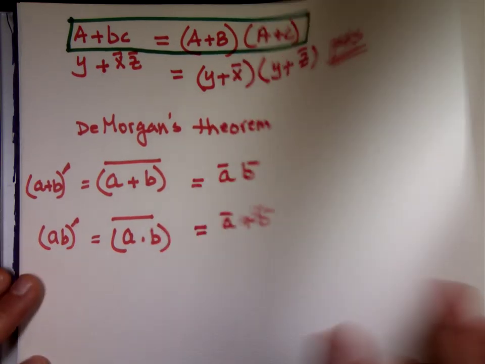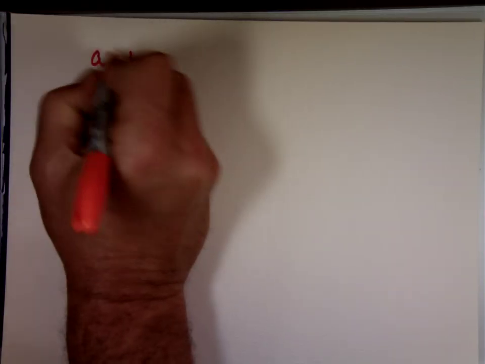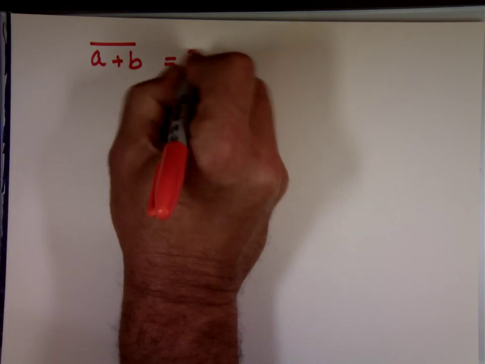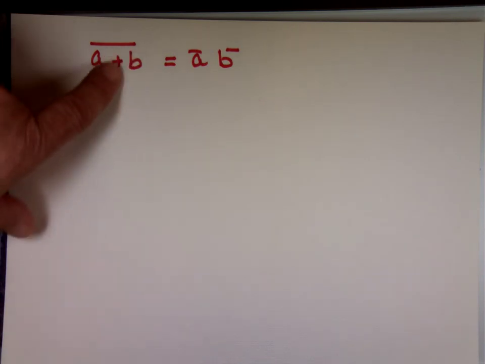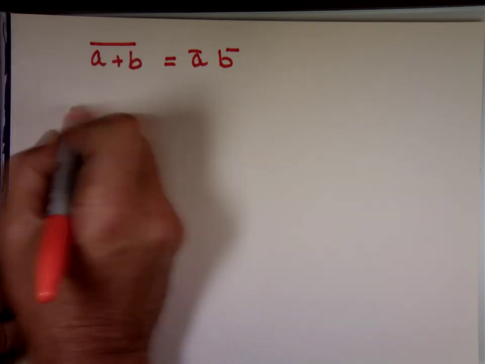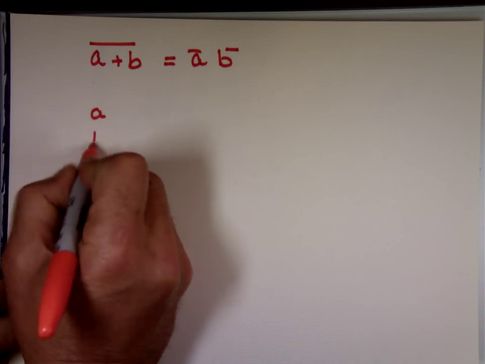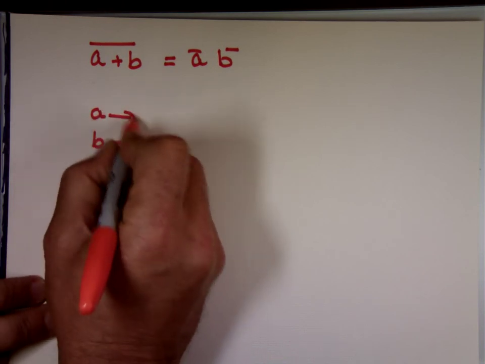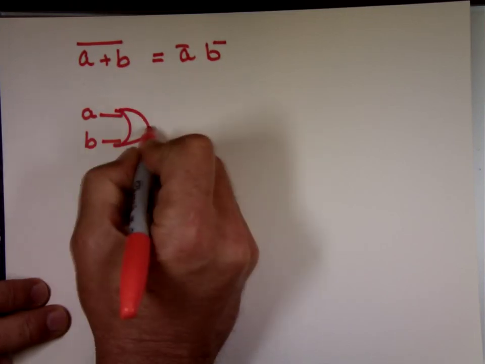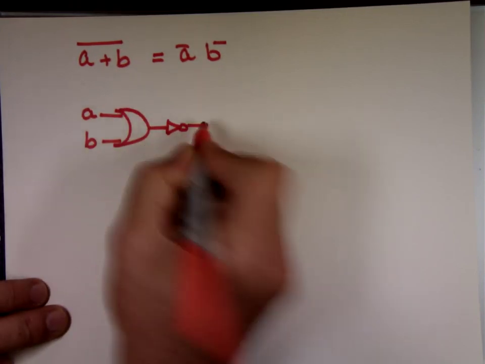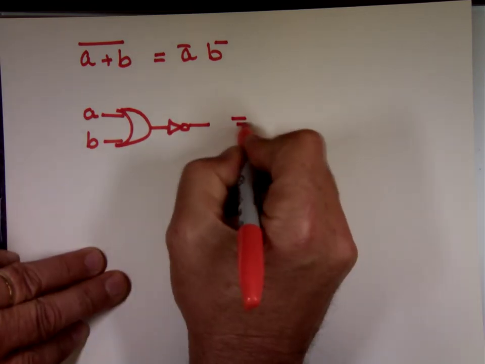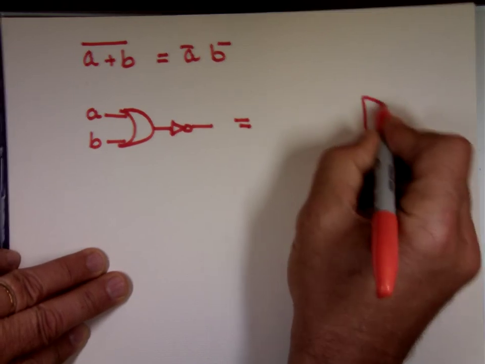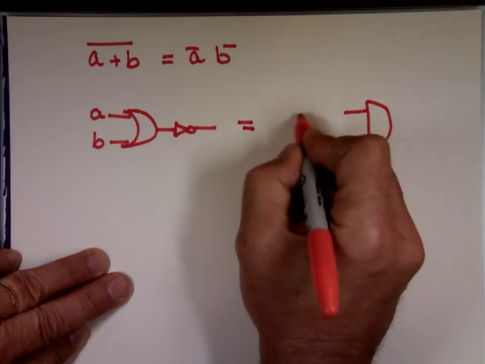Show you what these gates look like. Now let me grab one of them. What this one is saying to us, if you have an OR gate like this, and you take the output and you decide to complement that, that will equal to an AND gate with both inputs complemented.